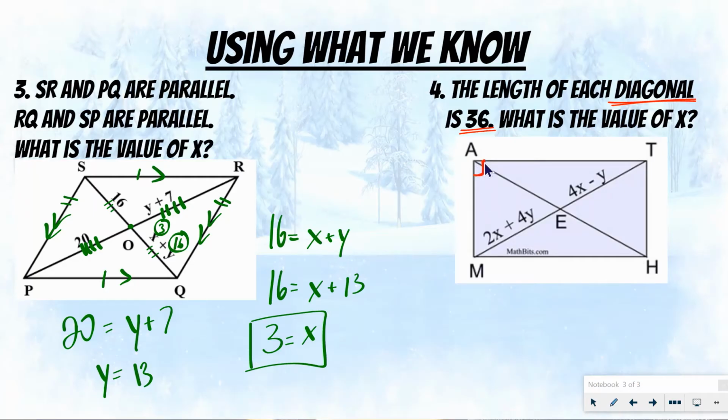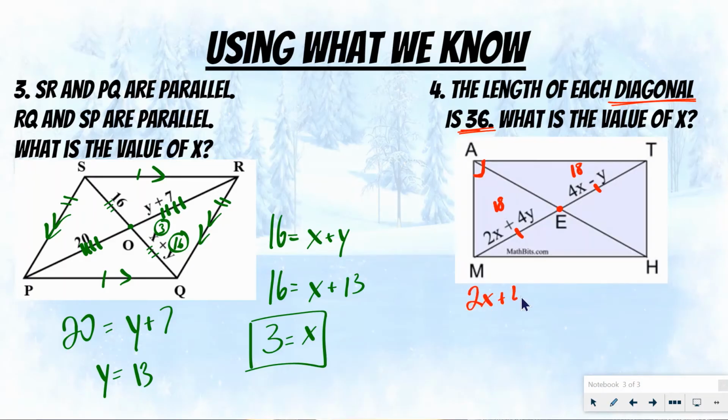So if this is a rectangle, that means these diagonals also bisect each other, which means that these are congruent. That's the midpoint of this line. So these two pieces are congruent to each other, which means that if this entire thing is 36, just this part would have to be 18. This part would have to be 18 also.